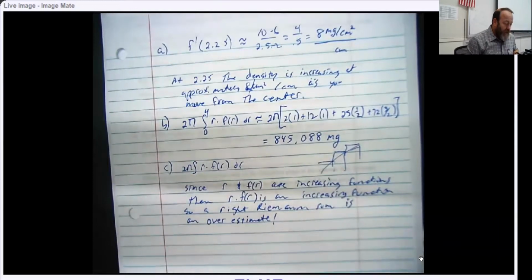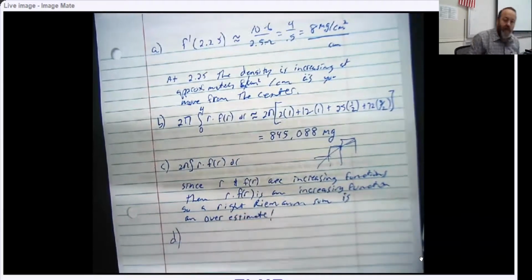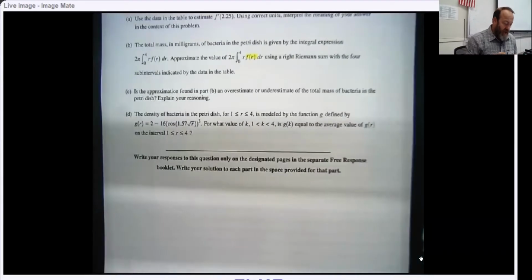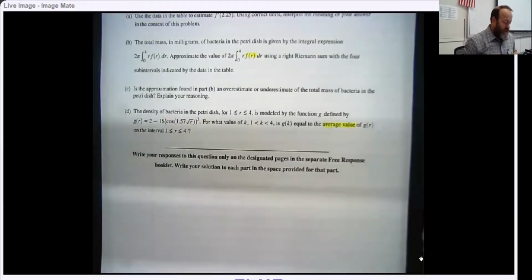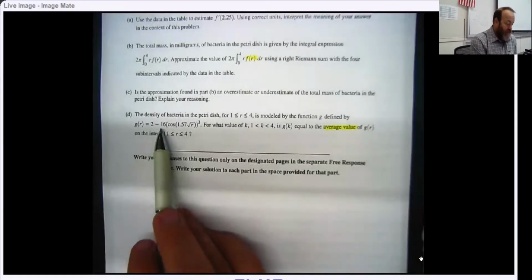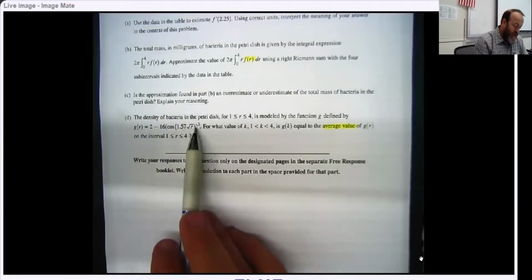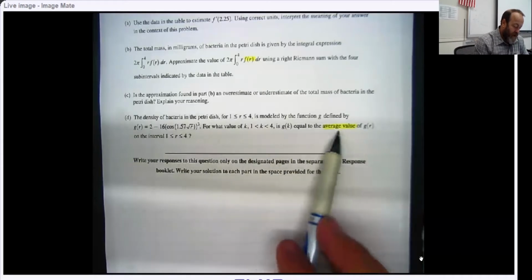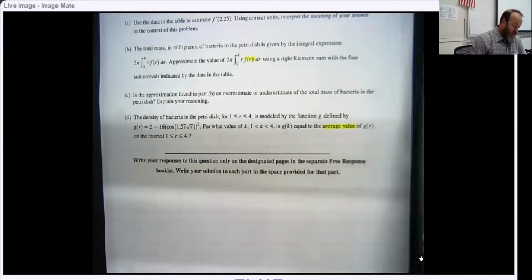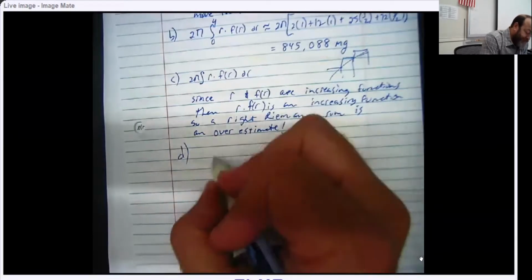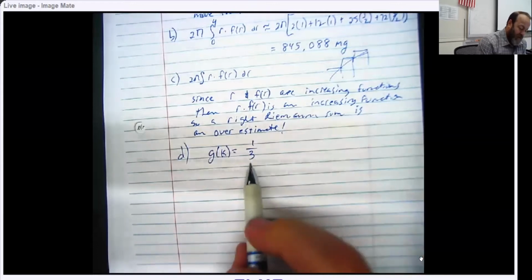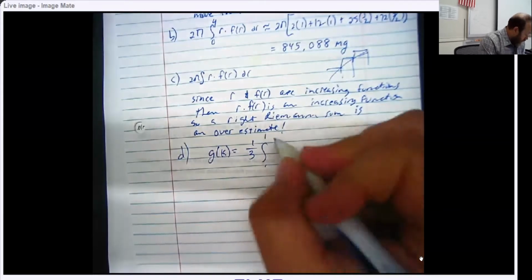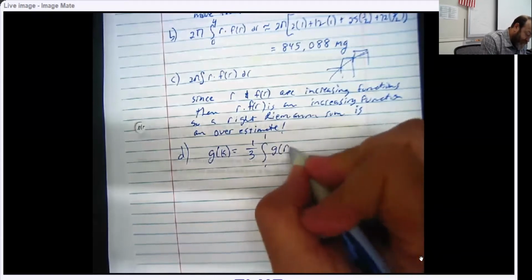Okay, good to go. Now, part D is one of those problems where they threw a buzzword in here. They're like, oh man, there it is, the word average. So kind of interesting. They're saying the density of the particle is modeled by this function. Instead of the data, we can actually talk about this. So what value of k makes g of k the average value on that interval? What they're saying is, g of k, I want to find out what value of k works. Now our formula is 1 over 4 minus 1 times the integral from 1 to 4 of g of r dr.